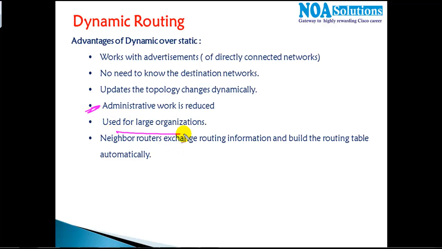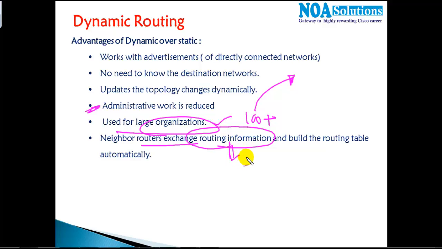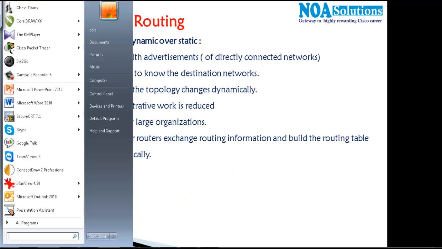Administrative task is reduced. Applicable for big networks. Even if you have hundreds of routers, 200 branches, we can use dynamic routing, because the administrative task is very much reduced here. And how do the routers come to know? They exchange some information, which we call routing information, and automatically select the best route and build the routing table automatically. So that's one of the major differences between static routing and dynamic routing.